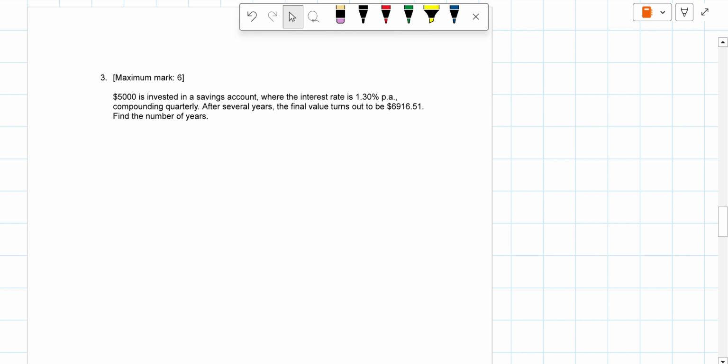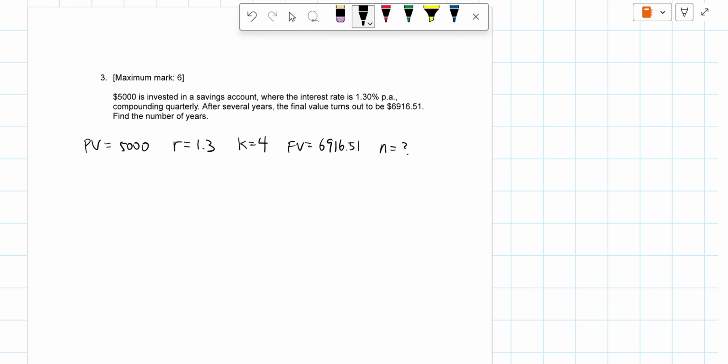Next question. $5,000 is invested in a savings account, where the interest rate is 1.3% per annum, compounding quarterly. After several years, the final value turns out to be $6,916.51. Find the number of years. Well, let's organize the information that I do know. So I do know that my PV is equal to 5,000, the current value. Also, my interest rate is 1.3%, so let's say r is equal to 1.3. It's compounding quarterly, so that means that k equals 4. And also I know that FV is equal to $6,916.51. And I don't know the number of years.